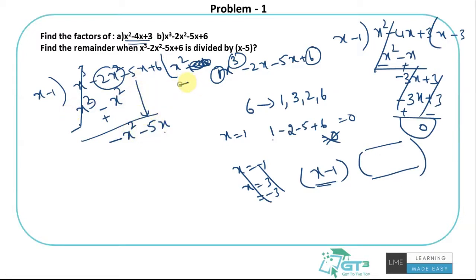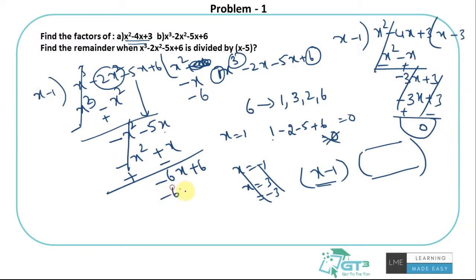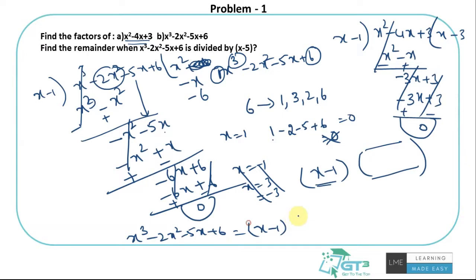So then I need to multiply with minus x so that I get minus x square and then plus x. So minus x square will become plus and this will become minus. They both cancel out. Minus 5x minus x is minus 6x plus 6. So I just need to have minus 6. Minus 6 into x is minus 6x. Minus 1 into minus 6 is plus 6. So this will become plus and this will become minus, cancel out, and that's it. So that means I can write x cube minus 2x square minus 5x plus 6 as x minus 1 into x square minus x minus 6.